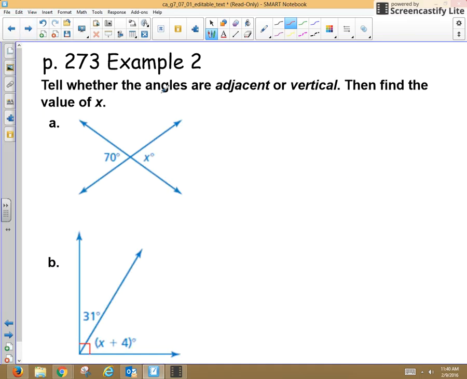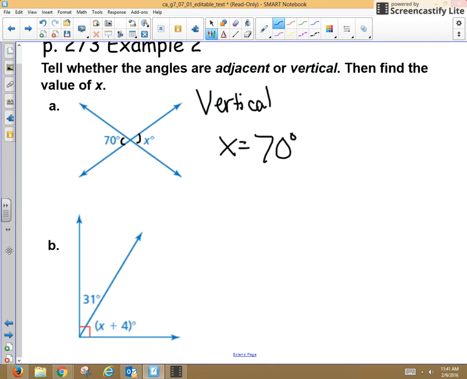In example 2, we have to tell whether the angles are adjacent or vertical, and then find the value of x. So here we have a pair of angles that are opposite each other. They look like they have the same measure, and they're intersected by two lines. So these would be vertical angles. And vertical angles are congruent, so that means they have the same value. Therefore, if this angle is 70 degrees, then the opposite angle will also have to equal 70 degrees. So x is equal to 70 degrees.